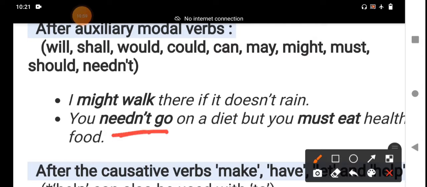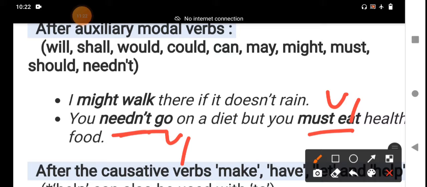Need is also a bare infinitive, an auxiliary verb, a modal verb. Needn't plus V1, go, bare infinitive. We needn't go on a diet, but you must eat healthy food. Must, modal verb plus bare infinitive, V1.